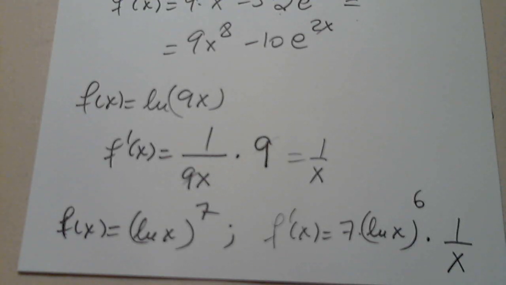Okay, so let's look at number 6. Critical points. They want critical points. They want max min, where the function is increasing or decreasing, points of inflection, intervals where the function is concave upward or concave downward. And then sketch the graph.